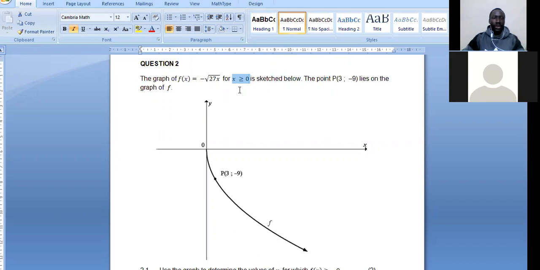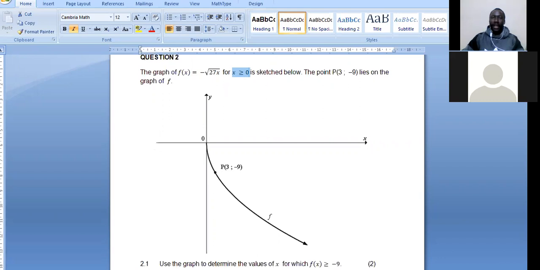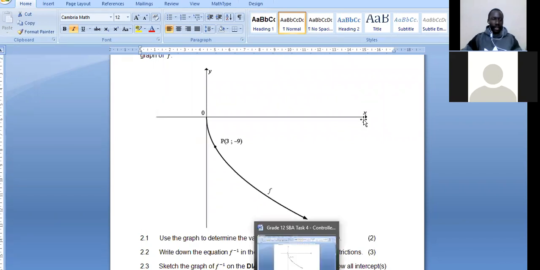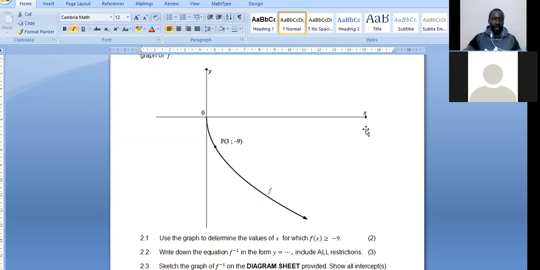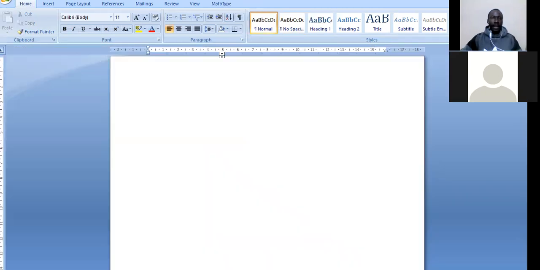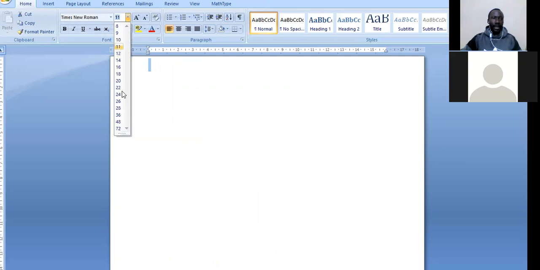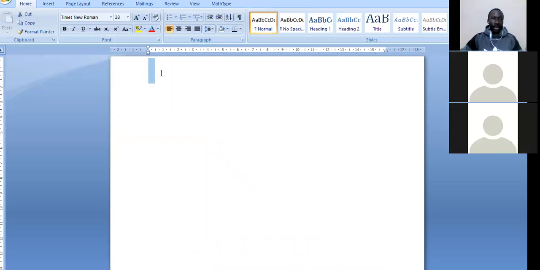or greater than 0. So how do we conclude? Well, we conclude that the values of x start from 0 up to 3, okay? So let's create a page where we are going to be answering, and we make it big enough so that you guys can see nicely. And so for 2.1, x.